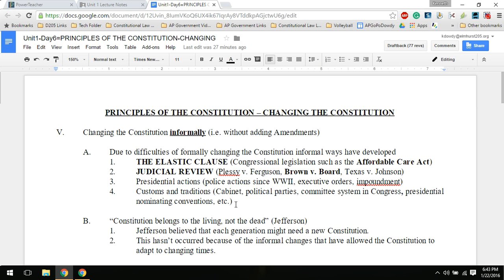Judicial review, goodness gracious. Oftentimes, this is one of the most powerful ways to figure out or interpret what the framers meant when they put a specific provision into the Constitution or the Bill of Rights. So you can go case by case by case. I love Texas versus Johnson, not because I love burning the flag, but because it deals with freedom of speech, one of the hallmarks of our democracy.